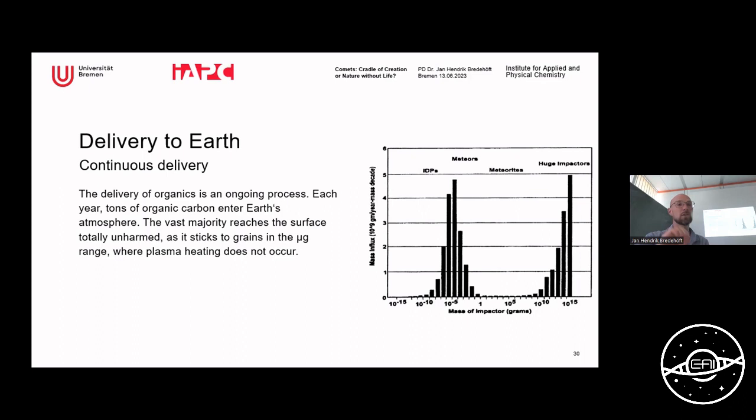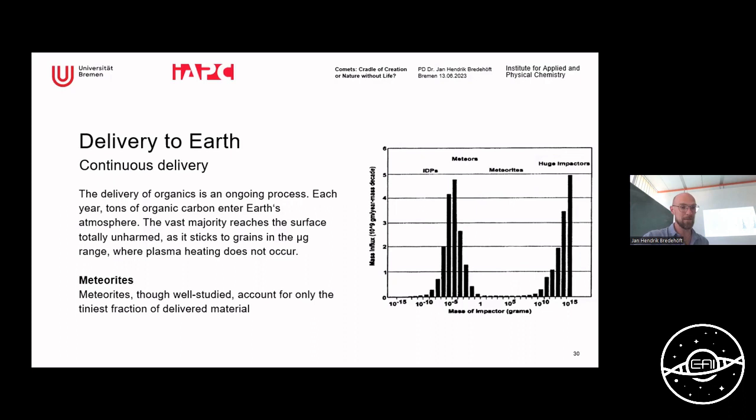The vast majority of that actually reaches the surface totally unharmed and intact because it sticks to grains that are sort of in the microgram range, which are not fast enough that they suffer plasma heating and chemical changes. So much of the interstellar dust that's raining on Earth reaches Earth's surface completely unharmed, and there's tons and tons of carbon every year that are delivered in this way.